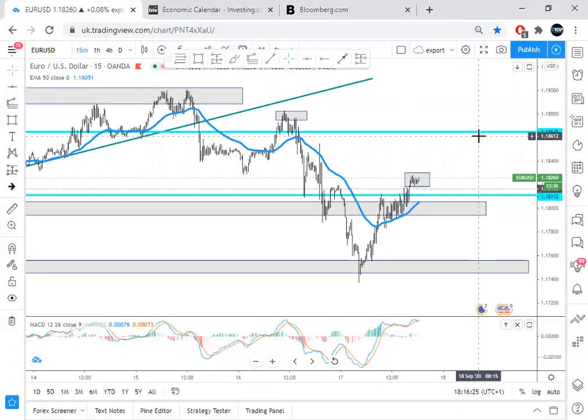pairs. So the next thing we're going to quickly cover is, do signals help? Of course, signals help because when we send our signals, we analyze the market for our customers, and that's why we send our signals.